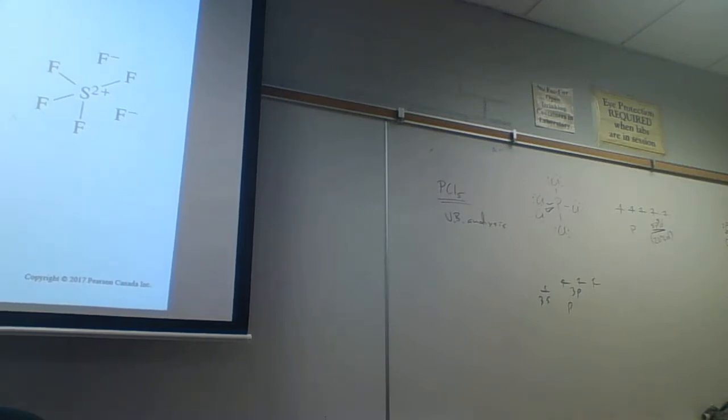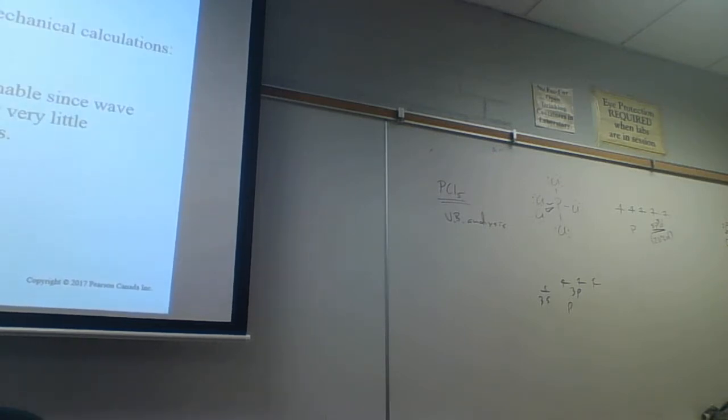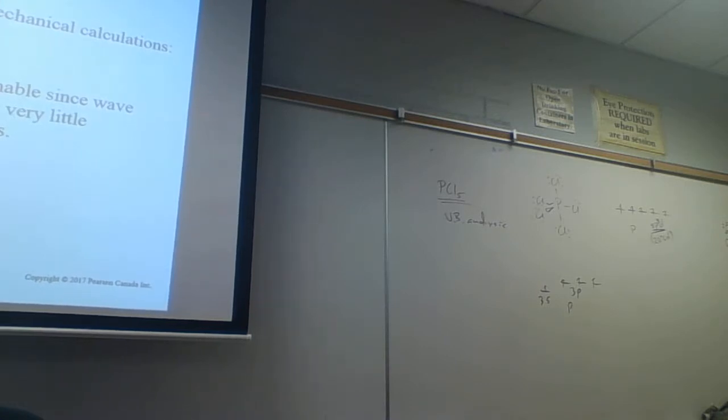Or we could expand the octet. If we expand the octet, we get 6 sp3d2 orbitals, forming sp3d2 sigma bonds. So we either get hyperconjugation or hypervalent. This is hypervalent. It's got a bigger valence shell. This is hyperconjugation here.